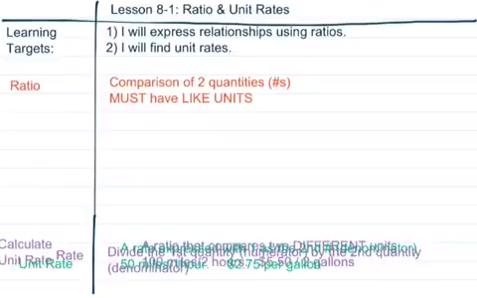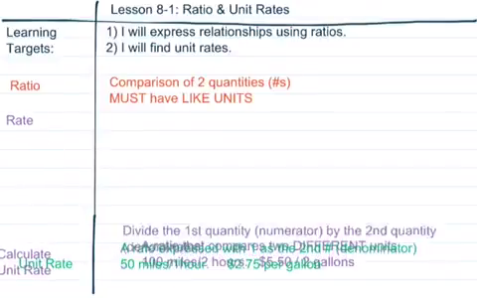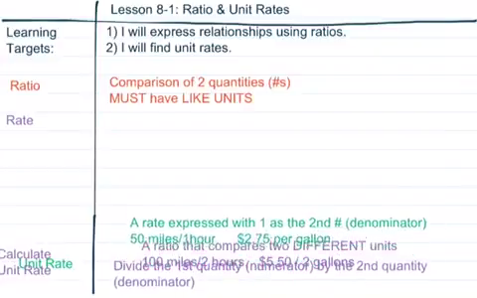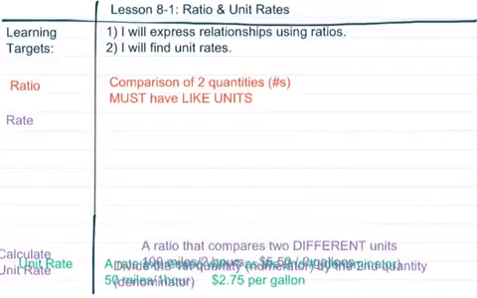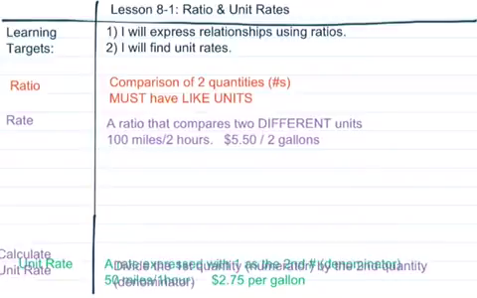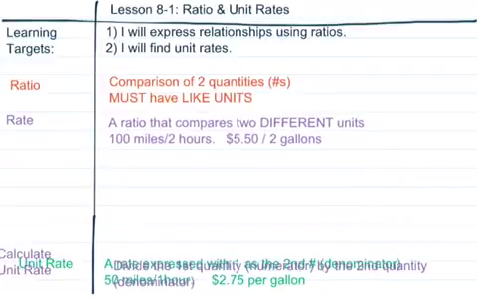A rate is a ratio that compares two different units, such as 100 miles for 2 hours or $5.50 for 2 gallons. Those are two examples of rates. A unit rate is just like a rate.